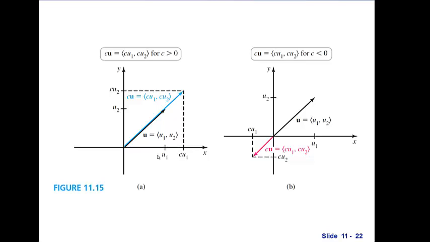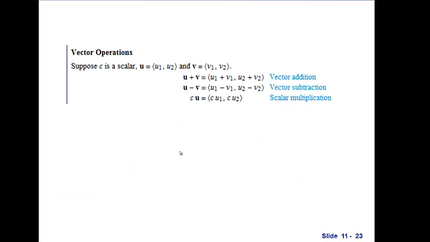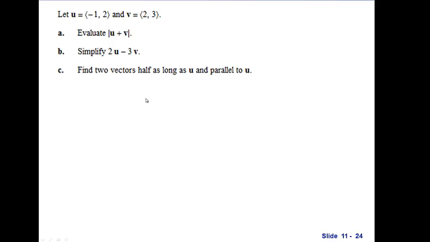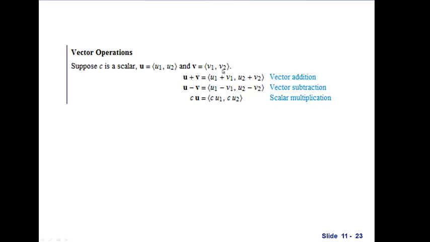For scalar multiplication, if you just multiply each component by the scalar, this way you will get the components of the scalar multiplication. The general vector operation works as follows. Suppose that c is a scalar and u and v are vectors with the given components. Then if we add the vectors, we add the corresponding components, so we add u1 and v1, and then u2 and v2. If we subtract the vectors, we subtract from u1 v1 and then u2 v2, and when we multiply by a scalar, we just multiply the corresponding components of the original vector u.